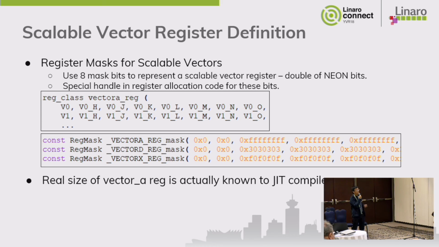Here we define a vector A reg set. And this is how the current architecture description file generates the register mask. The A, D, and X: X is 128 bits, D is 64 bits, and for A we just know we use A mask bits. Actually, the real size of vector A reg is only known to the JIT compiler.